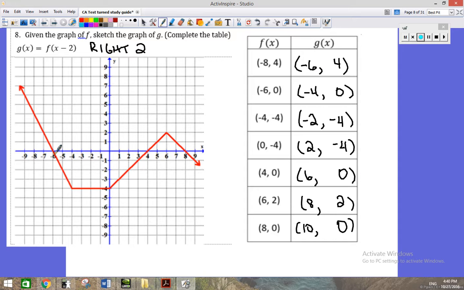Negative 6, 4 is, I think, right there. Negative 4, 0, right here. Negative 2, negative 4, right here. Well, see, this negative 8, positive 4 was right here. It got shifted to the right 2 units. See how this went to the right? And see, this negative 6, 0, this x-intercept, it moved to the right 2 units. And you see this point? It moved to the right 2 units. So the whole graph is going to move to the right 2 units.